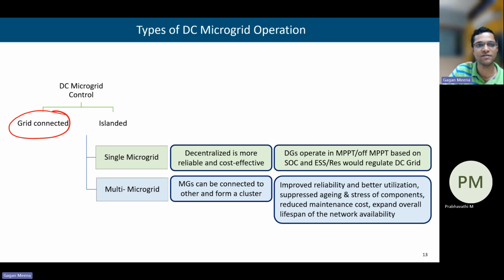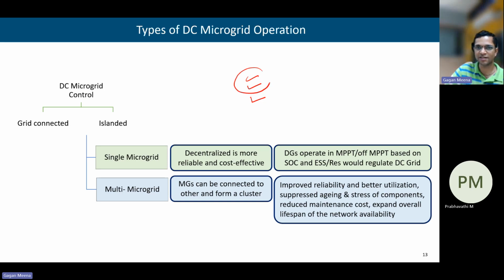So here, these are the two modes. One is grid connected and the other islanded. And in islanded, there are two cases. One is when there is only a single microgrid. The other is when there are different microgrids, multi-microgrids. In the single microgrid case, we have seen that there are three types of control schemes: one is centralized, one is decentralized, and another one is distributed.